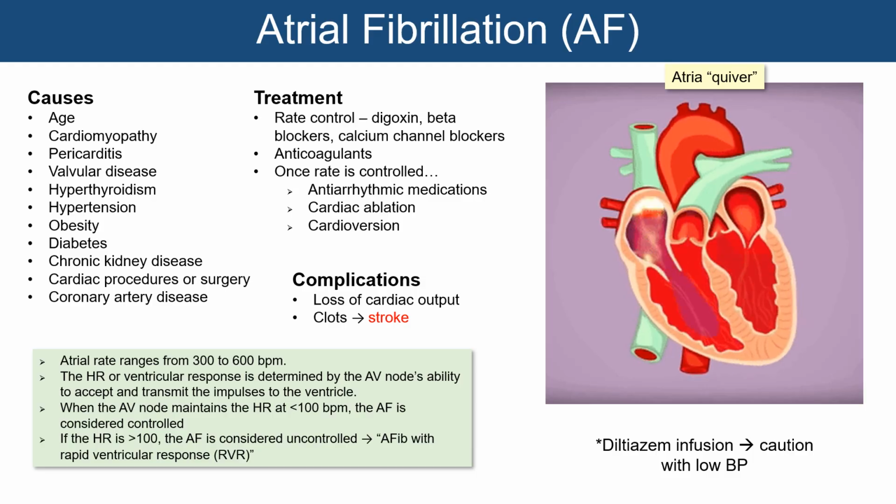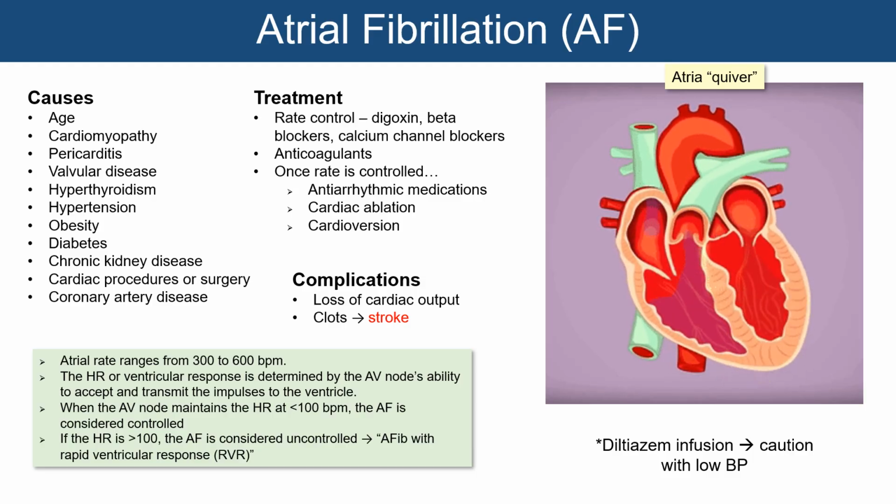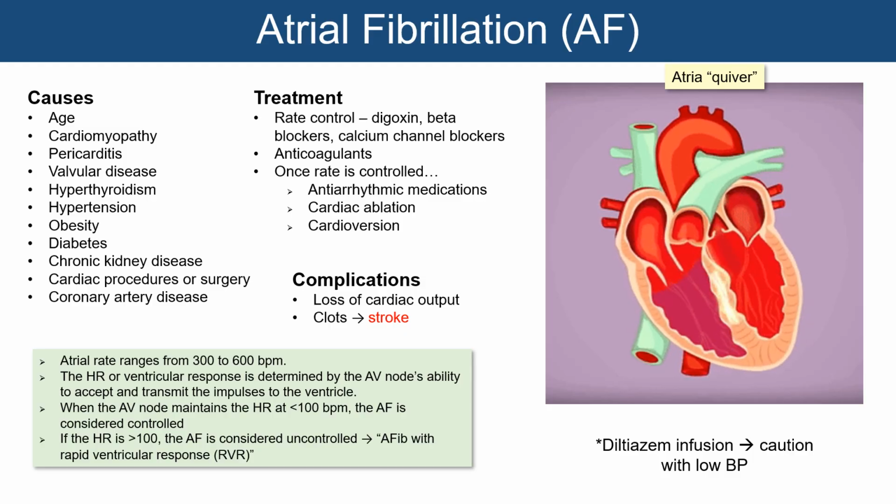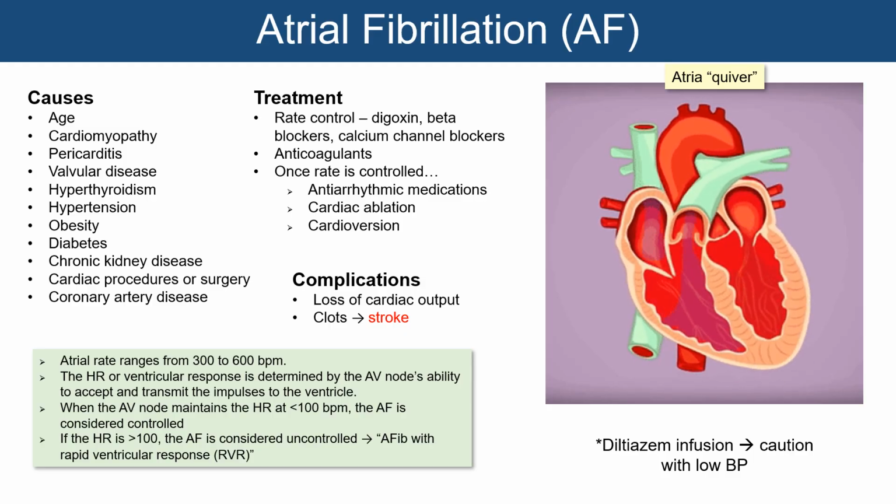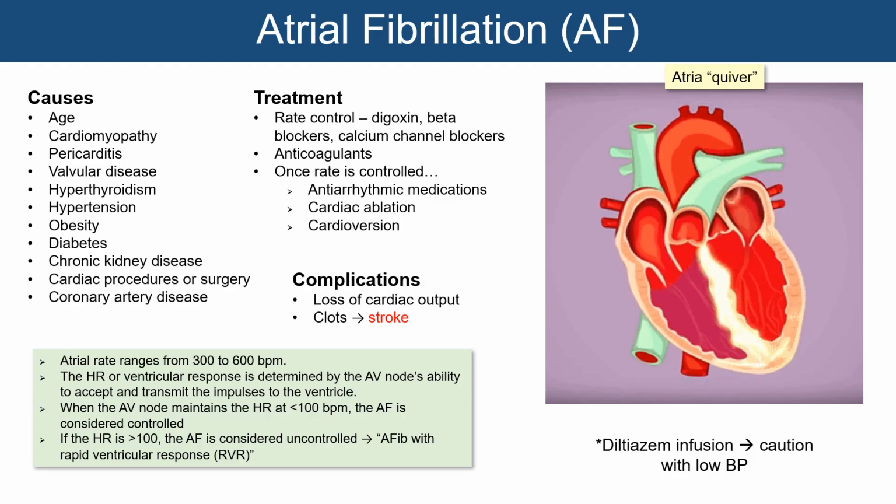Once the rate is controlled and the patient has been started on an anticoagulant, then we can see if we can convert that rhythm. And it really depends on the patient. Sometimes the patient can live with AFib and they take medications just to control the rate. But sometimes we can convert it.